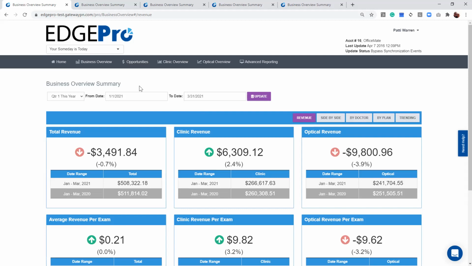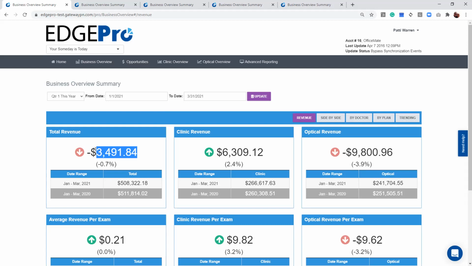Now, what I mean by that is whatever date range you have up here, Edge Pro automatically compares it to the same date range the year before. So that way you're always comparing apples to apples. So we can see in 2020, we did $511,000. This year, we've done $508,000. So we actually have a decrease of $3,400.